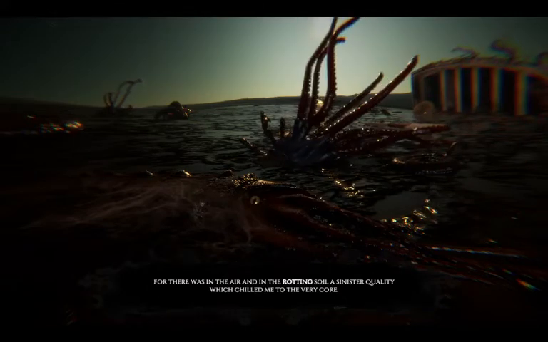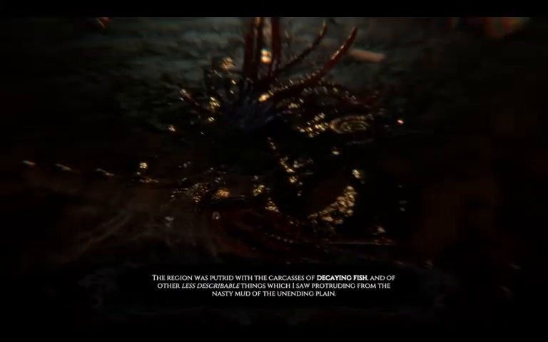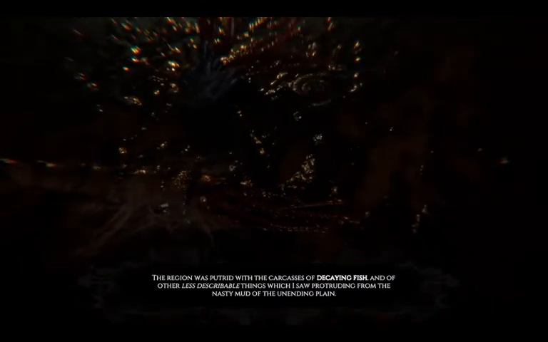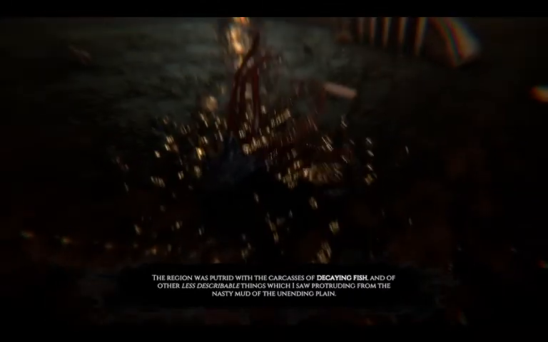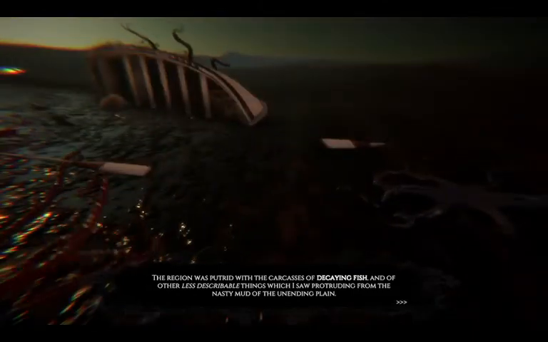For there was in the air, and in the rotting soil, a sinister quality which chilled me to the very core. The region was putrid with the carcasses of decaying fish, and of other, less describable things which I saw protruding from the nasty mud of the unending plain.